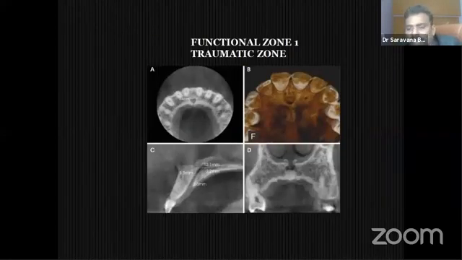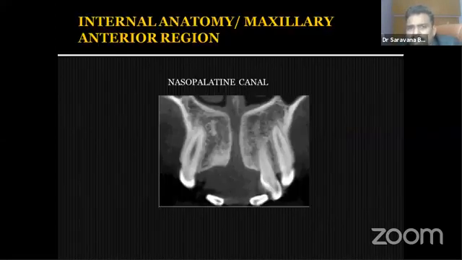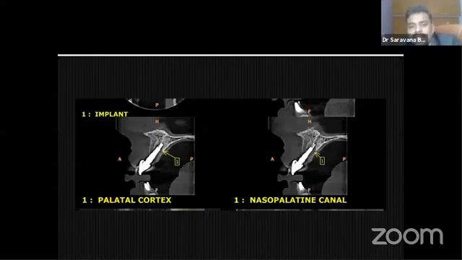Okay. In the maxillary anterior region, we should be careful only about the nasopalatine canal. In between the central incisors, there will be the nasopalatine canal. It contains the nasopalatine nerve, the ascending branch of the nasopalatine artery, and some fibrous connective tissue. If you impinge on that area, the patient will feel numbness. That is about the nasopalatine canal in the maxillary anterior region.